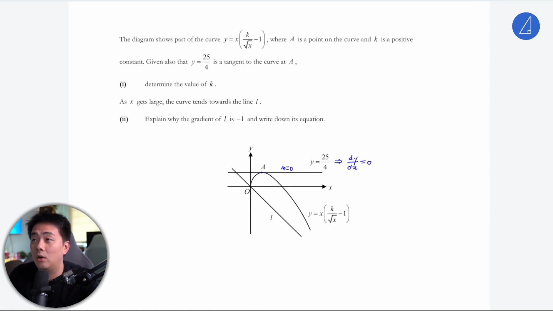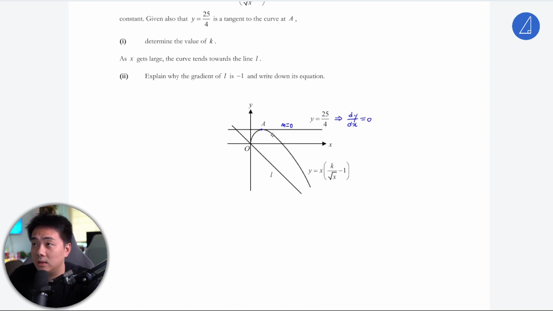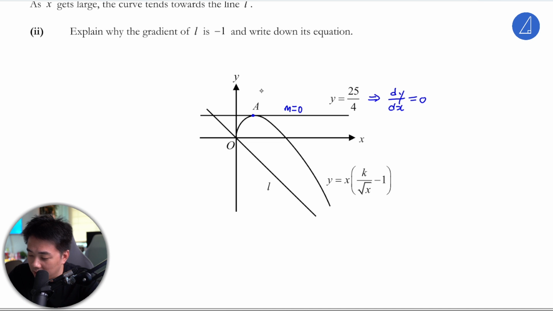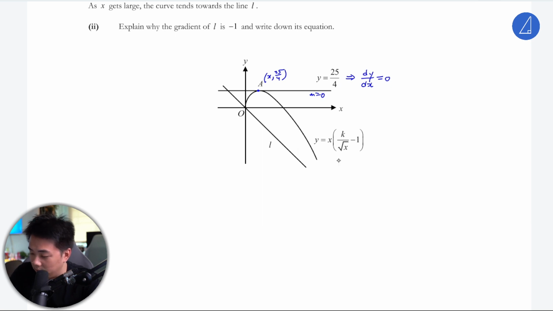I think that is not really an issue. You know that dy/dx is equal to 0 here at A. I'm not sure what the x of A is, but I know that the coordinates of A should be x comma 25 over 4. So what we're going to do is just differentiate this.